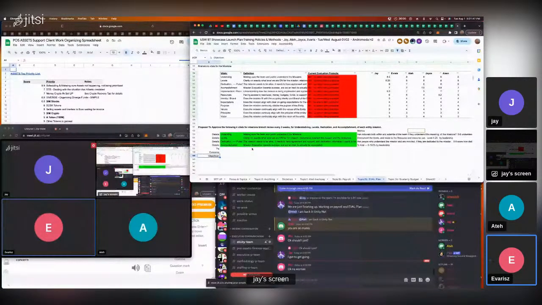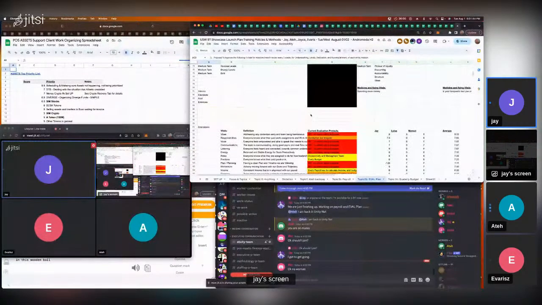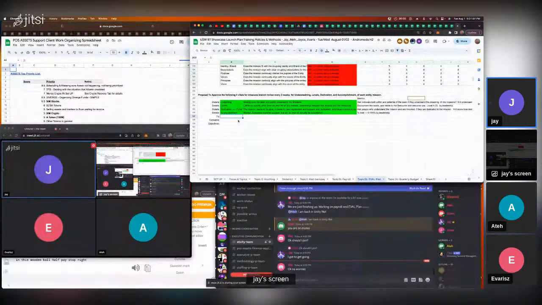No objection. Oh, and this would involve the half pay stop, right? Oh, no, not really. The half pay stop's already set up. This is just administrative. All right. So questions, none. Concerns, none. Objections, none. So we have consensus, right? Yeah.